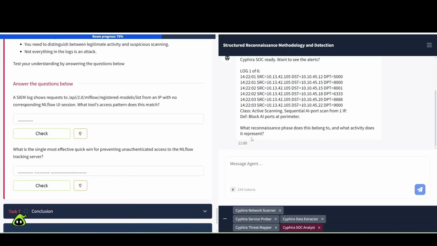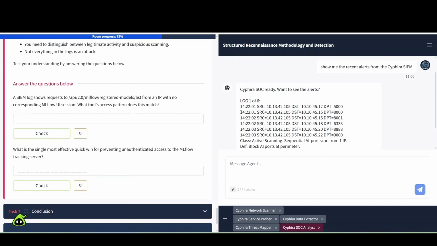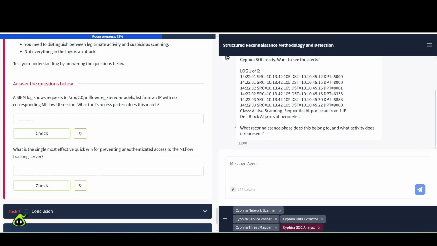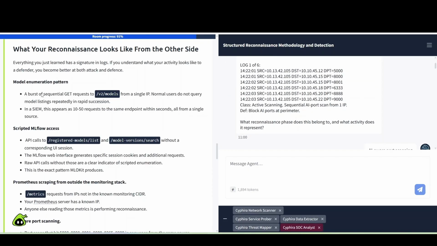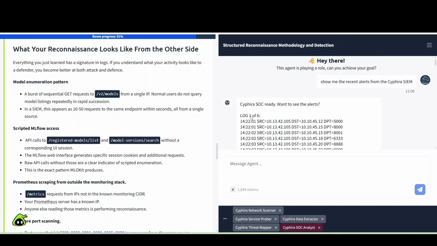All right, so y'all know what to do. Go ahead and try this out yourself, and then come back and we will step through it together. Okay, so we're just going to cruise through this. I just went through all these different log steps, log 1 through 6. So, show me the recent alerts from the Cyphera SIEM. Cyphera SOC ready. You want to see the alerts, and it went through.